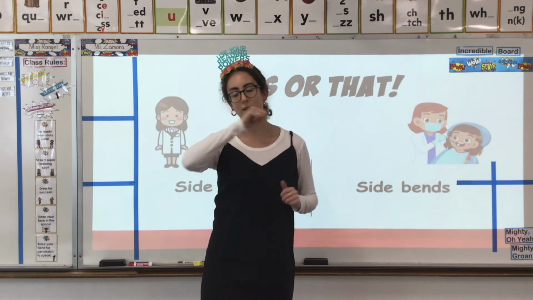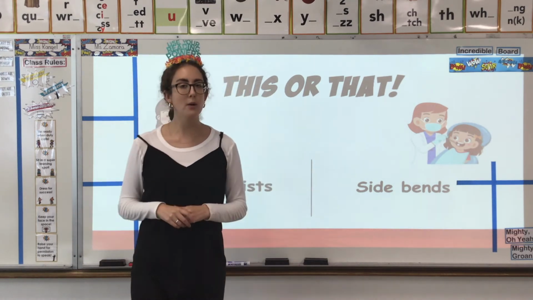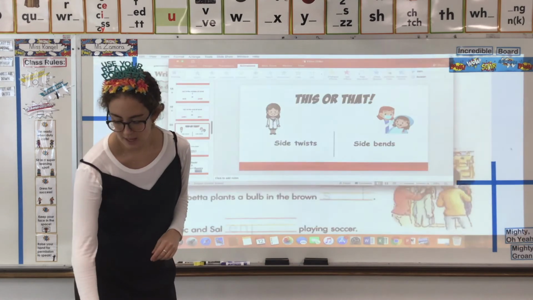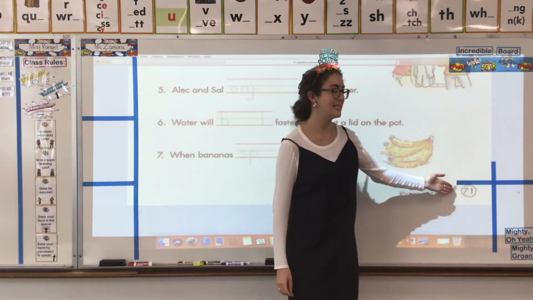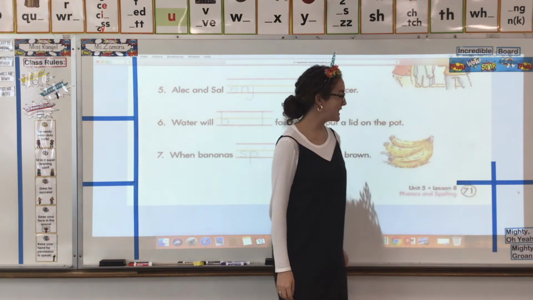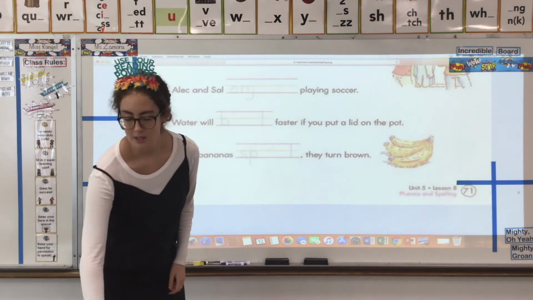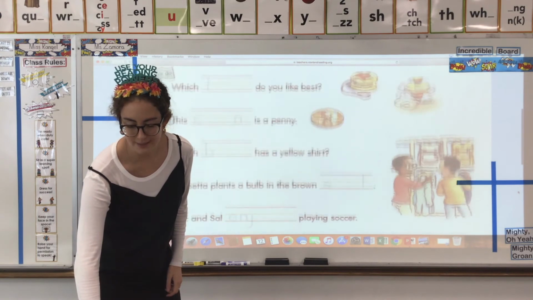So come on, sit right back down as you get out your Super Kids workbook and you find page 71. Page 71. So we've got a bunch of sentences with some blanks again.